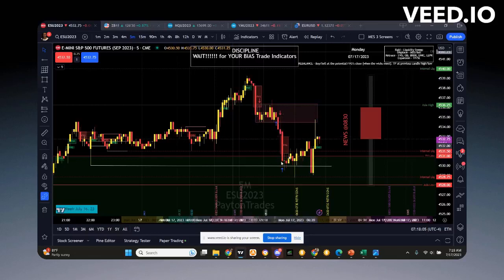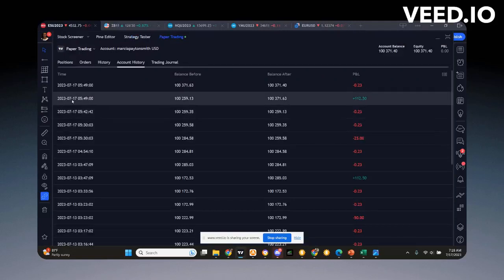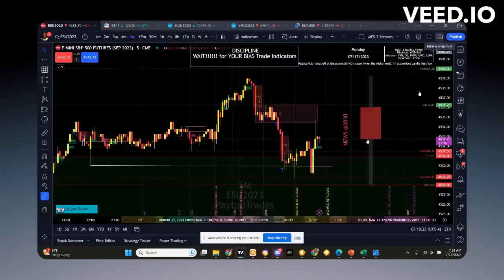So as you can see, let's look at my account history for the day. First trade, 7:17, 5:30, I lost $25. Second trade, 5:49, 7:17, I made $112.50. So that's the legitimate trades there.